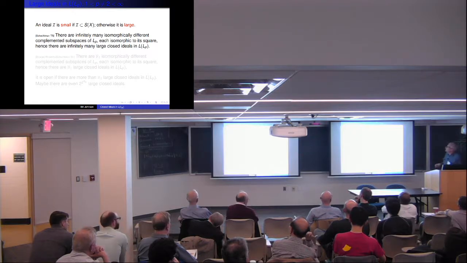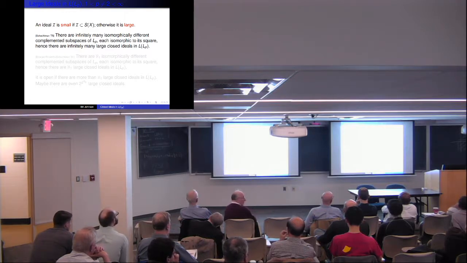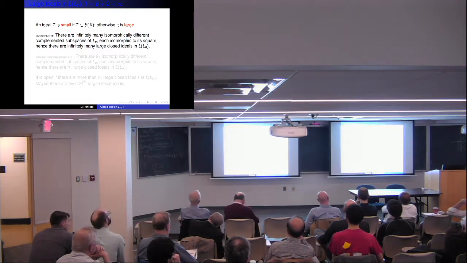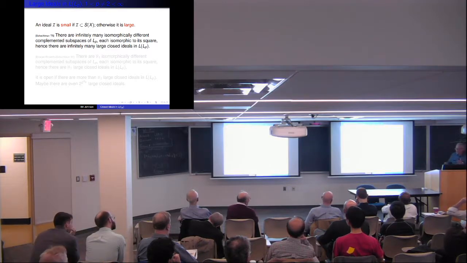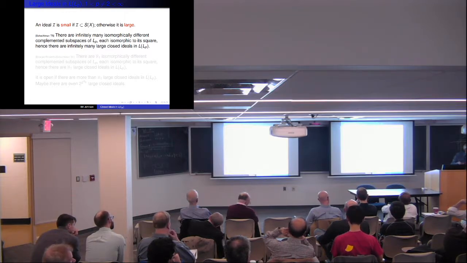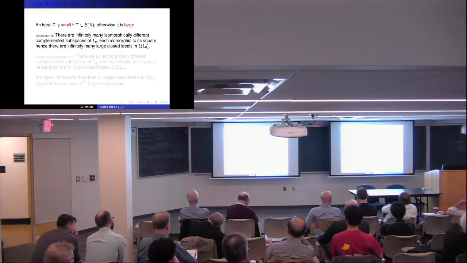What about large ideals in L^p and small ideals in L^p when p is different from 1? Well, large ideals we've known something about for quite a long time. Way back in '75, Schechtman proved that you have infinitely many complemented subspaces of capital L^p. By different, I mean no two of them are isomorphic to each other, and all of them are isomorphic to their squares. So if you look at the operators that factor through one of those complemented subspaces and take its closure, you get a closed ideal, and they have to all be different. So that gave infinitely many way back in 1975.